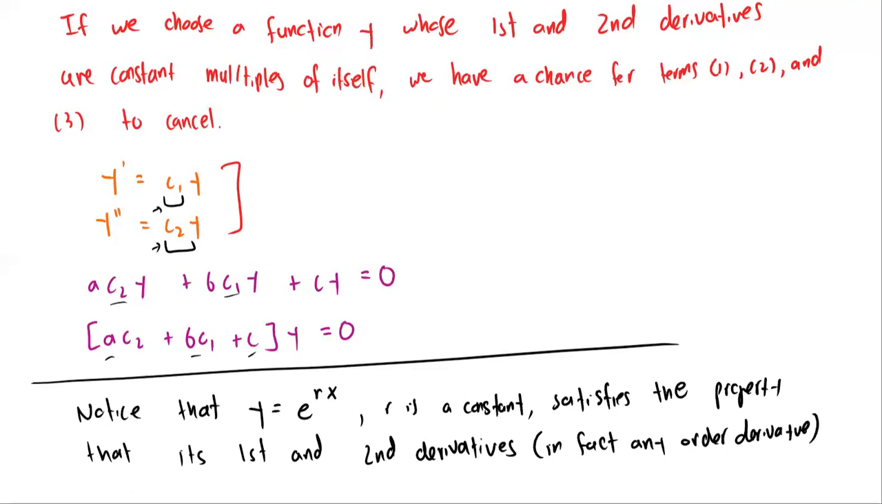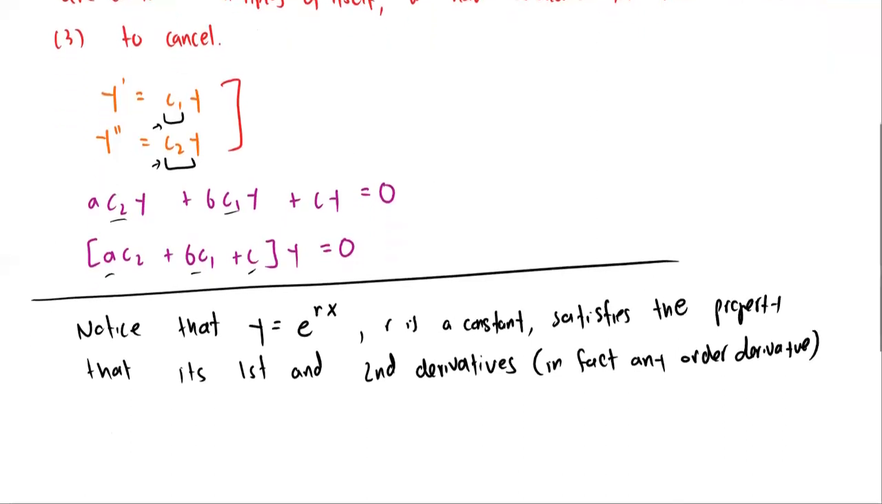But this works in general for any order derivative. So y equals e to the rx, where r is a constant, satisfies the property that its first and second, and in general, any order derivative, is a scalar multiple. Sorry, I keep saying scalar, it's from linear algebra. It satisfies the property that its first and second, and in general, any order derivative, is a constant multiple of itself.